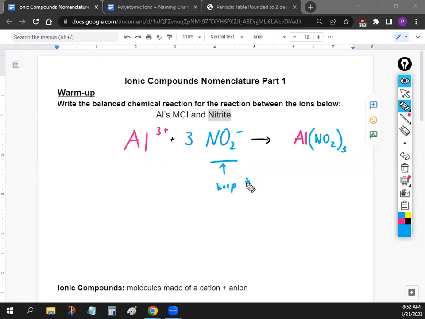Okay, you don't want to change the polyatomics at all. They're perfect the way they are. So all we need to do is put parentheses around them if we need more than 1. Okay.